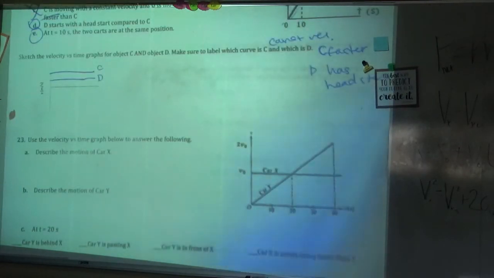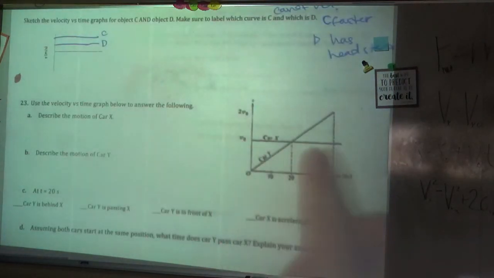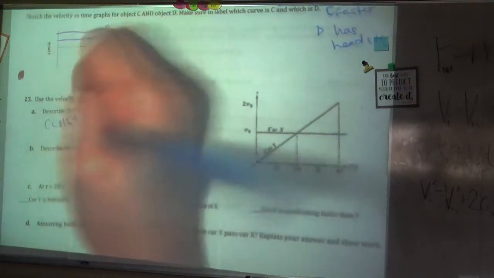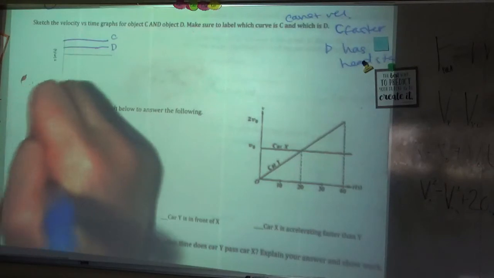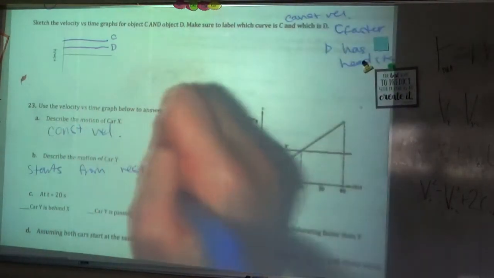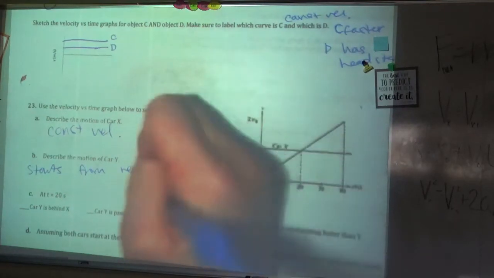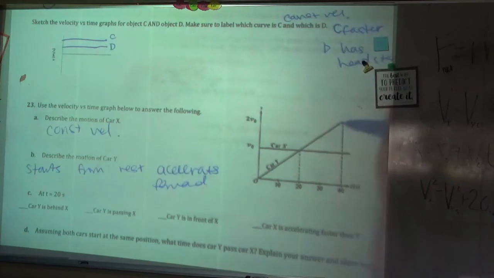Here we have a velocity versus time graph. So car X staying at the same velocity, so constant velocity. Car Y is not at a constant velocity. It goes from 0 velocity, so that means it starts from rest. And it accelerates forward. So it's getting faster as it moves forward, getting faster and faster and faster.